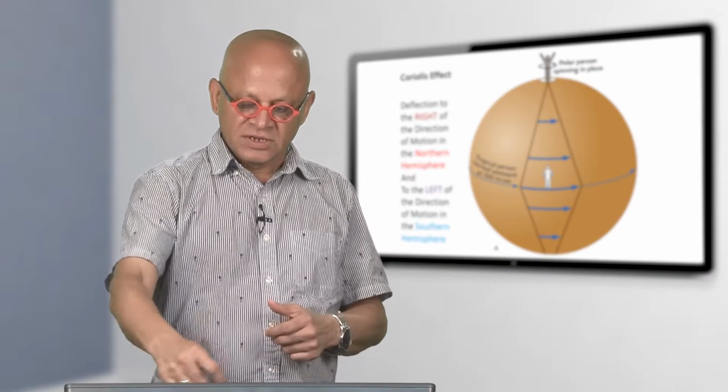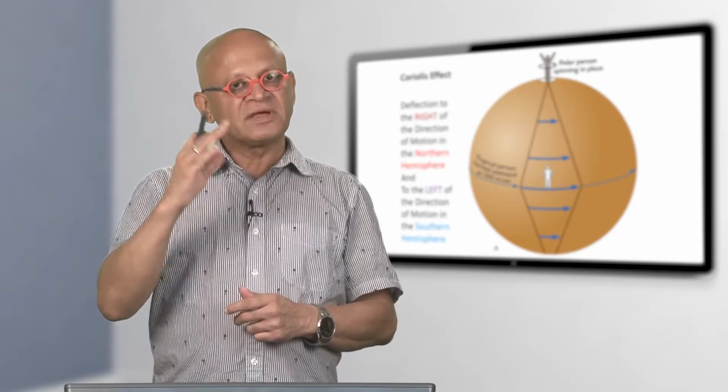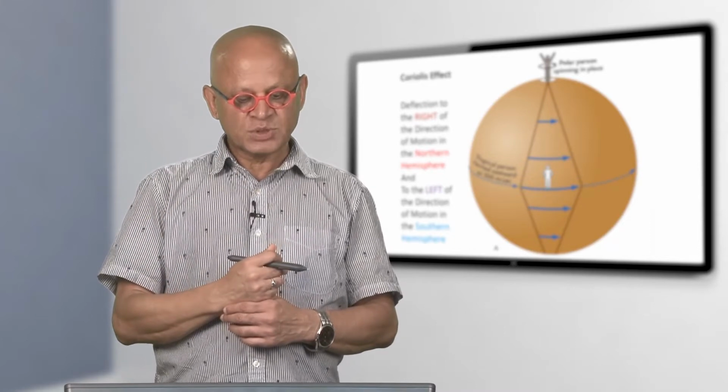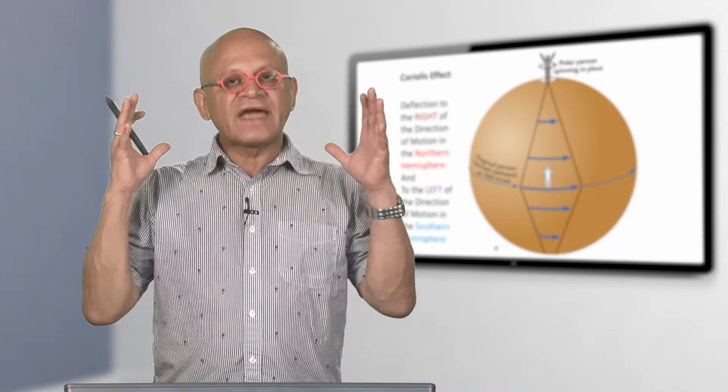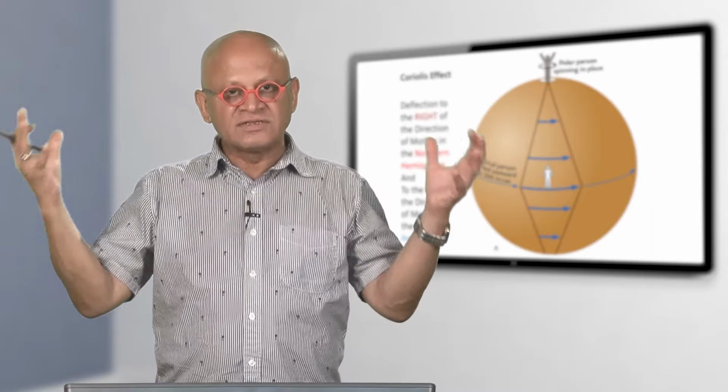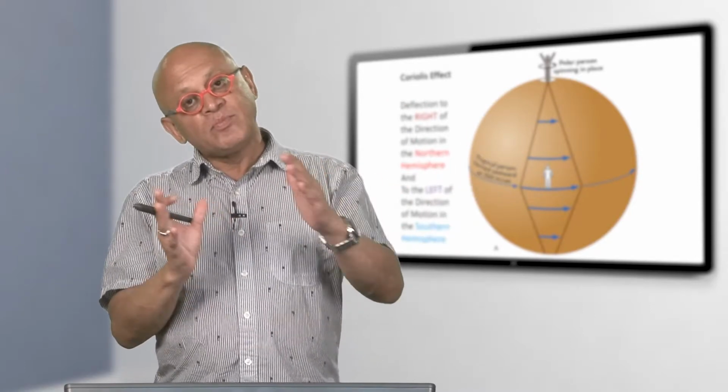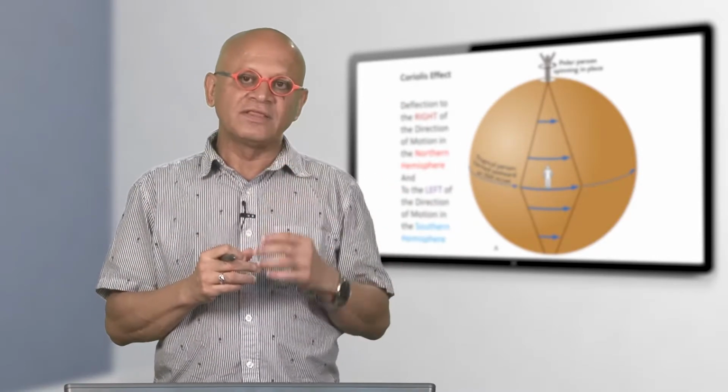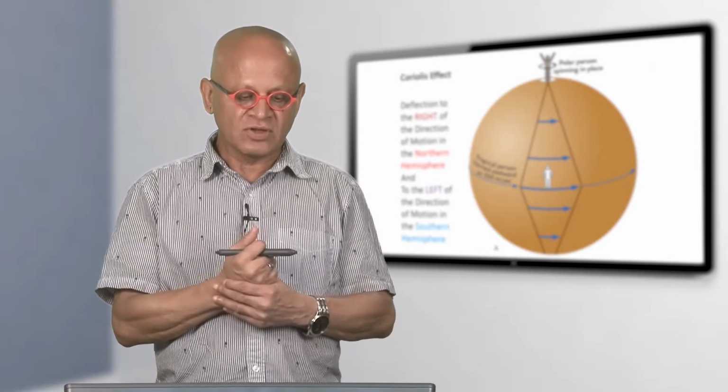So, this circular motion has something called the Coriolis effect, which means things that are moving at planetary scale, at large scale, will tend to be pushed to one side by this rotational effect, which is called the Coriolis effect.